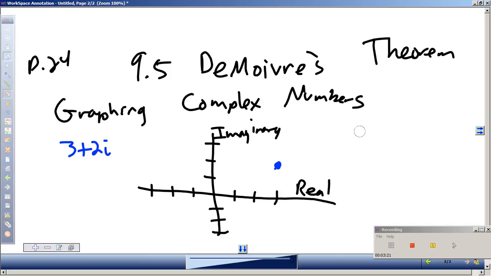So what about -1? Where would -1 be on this? From here, where do I go? Left 1, right there. So this is just like a number line. If you have a number that doesn't have any imaginary component, it will be somewhere on the real axis because it is just a real number. So if you have 2 minus i, you go 2 in the real direction, -1 in the imaginary direction.